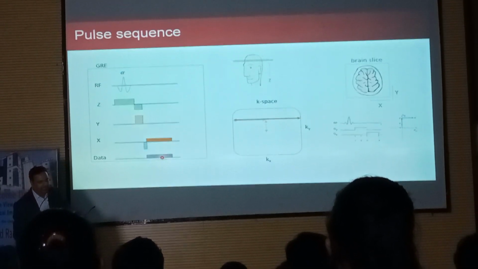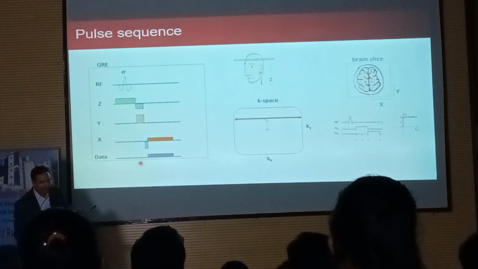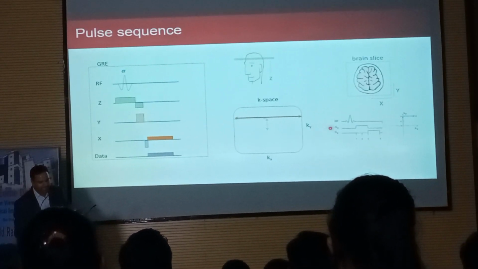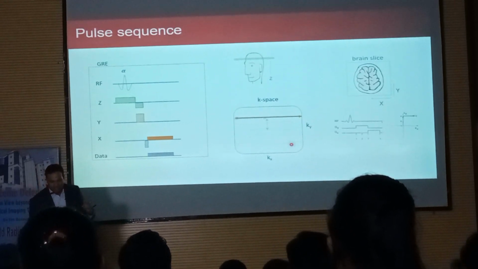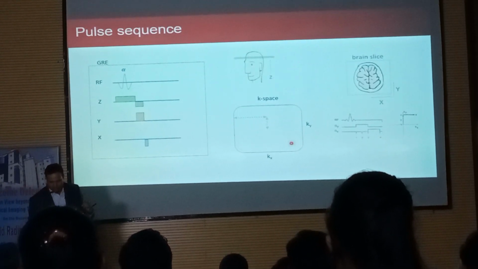because once we turn on the ADC, our analog to digital converter, we take the entire line of K space, and the same thing we keep doing for the entire K space. So this is how we acquire the K space.